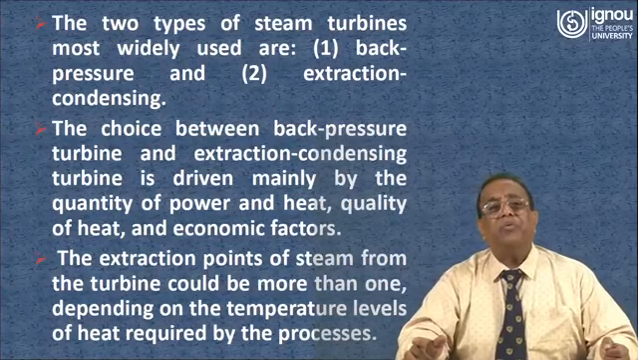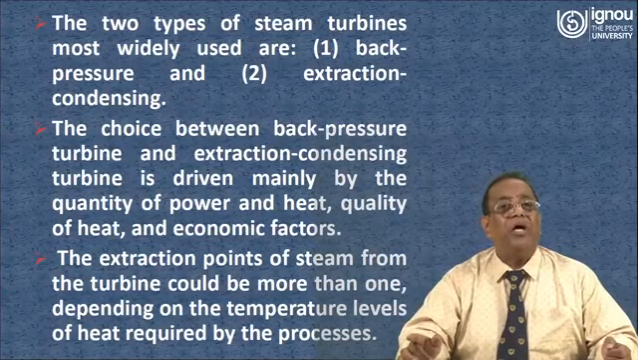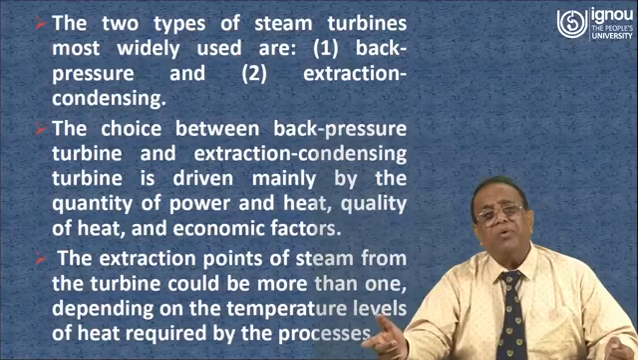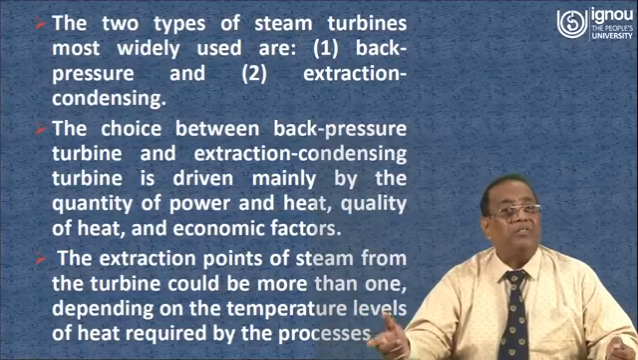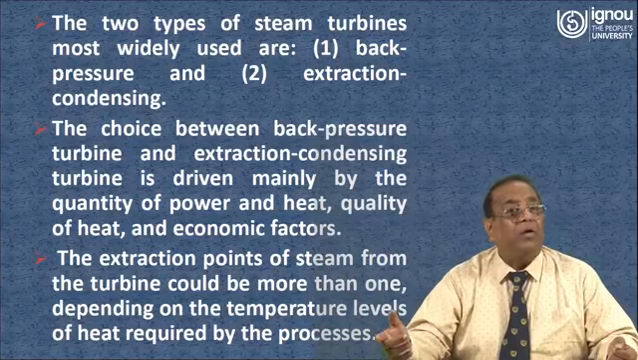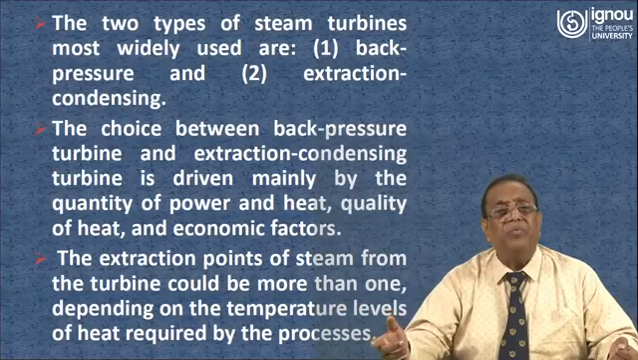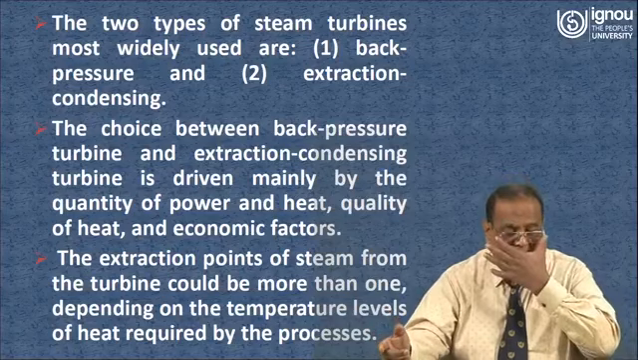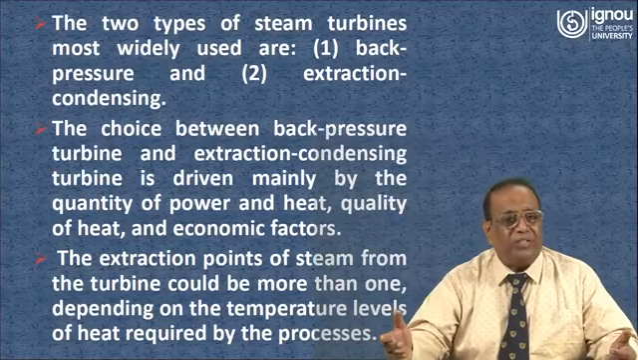The two types of steam turbines most widely used are back pressure and extraction condensing. The choice between back pressure turbine and extraction condensing turbine is driven mainly by the quantity of power and heat, quality of heat and economic factors. The extraction points of steam from the turbine could be more than one depending on the temperature levels of heat required by the process. Now, why will we go for the extraction process?